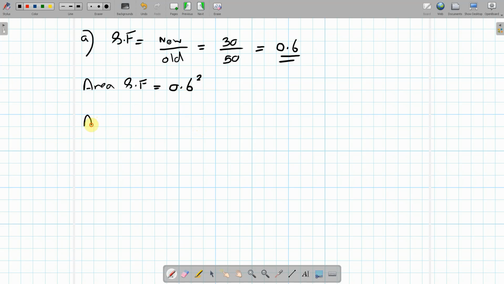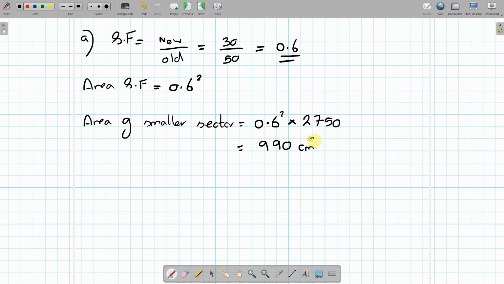So then the area of the smaller sector is given by the area scale factor, which is 0.6 squared, times by the large sector's area, which in this case was 2,750. Plugging that into the calculator, we get a value of 990 centimeters squared. And that is part A complete.